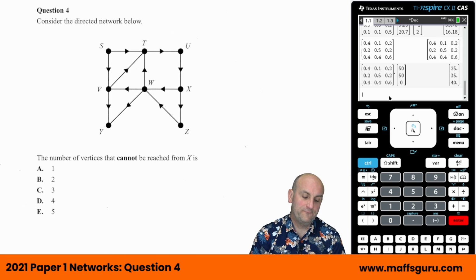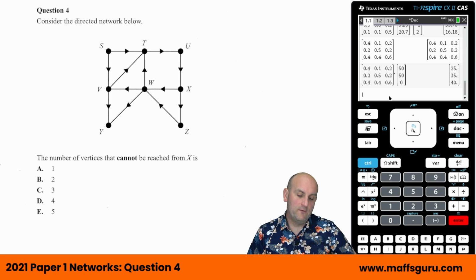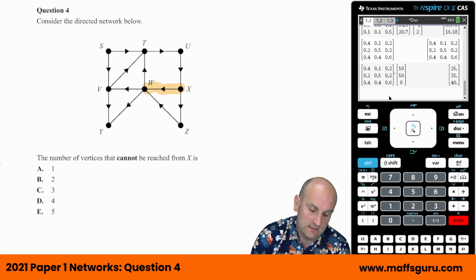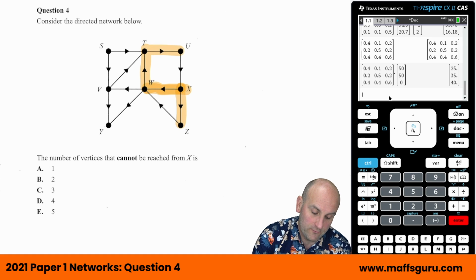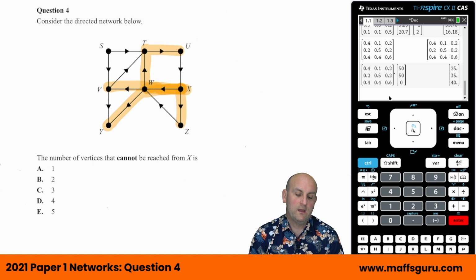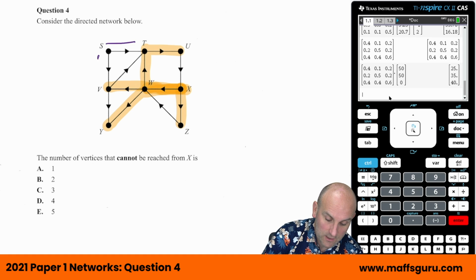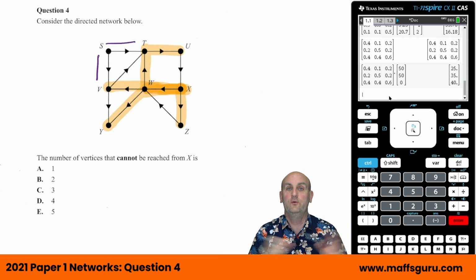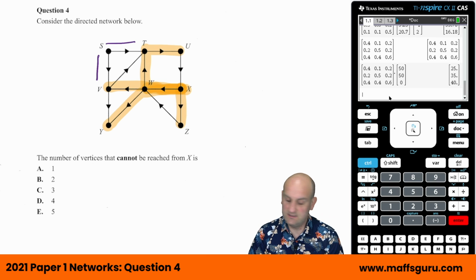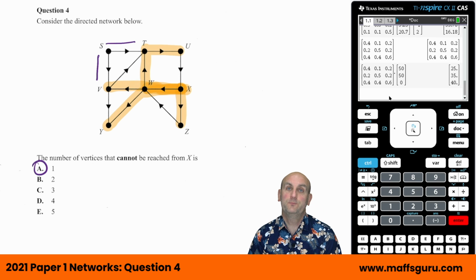Question number 4 I thought was funky. The number of vertices that cannot be reached from X. So let's have a see. We can get to W from X. We can get to Z from X. We can get to U from X. Where else can we get to? Can we get to Y from X? Yep. Can we get to V from X? Yep. And in fact, the only one we can't get to is S. And the reason is basically because if you look at it, there's no way to get into S. There's only 2 ways to get out. So the number of vertices that cannot be reached, I suggested, was 1.